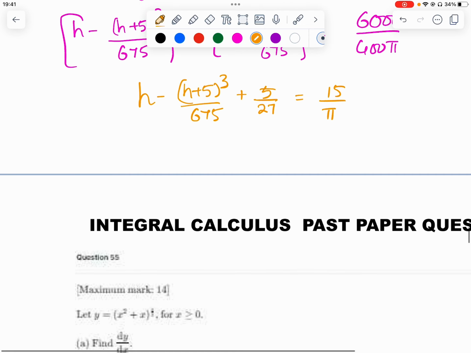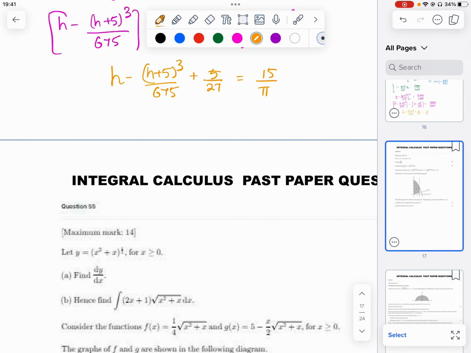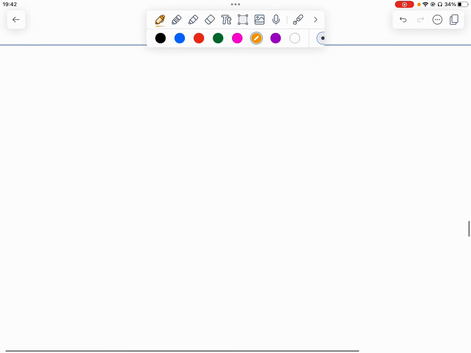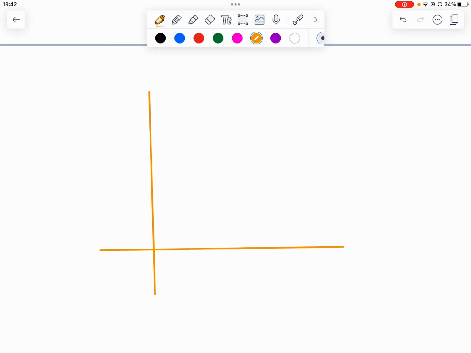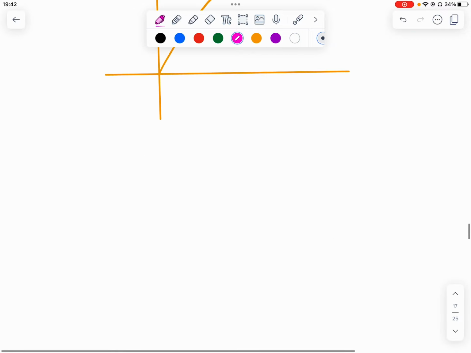Now what am I going to do? I am going to use the GDC to draw the graph and find the point of intersection. So when I draw that one, the left side graph looks like this and the right side one is 15 upon pi. So this point of intersection is going to be 7.445 comma 15 upon pi. So the height of the lampshade is approximately 7.445.